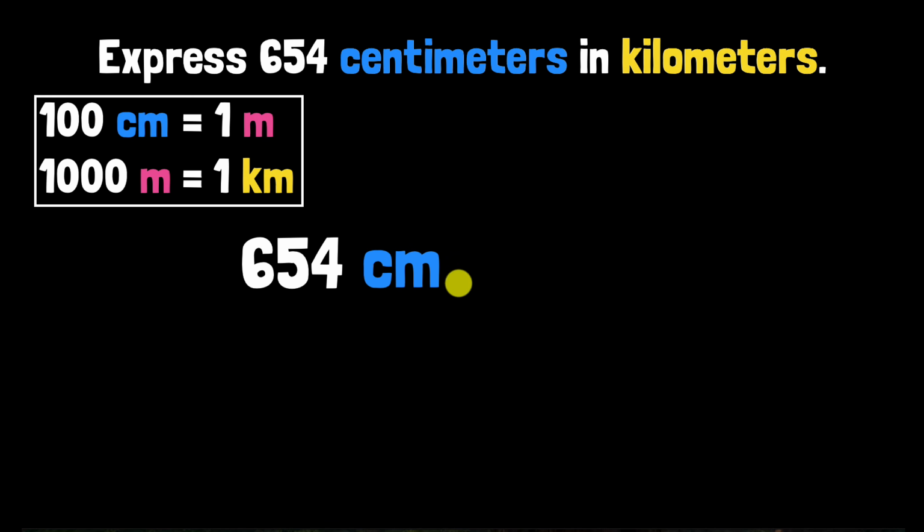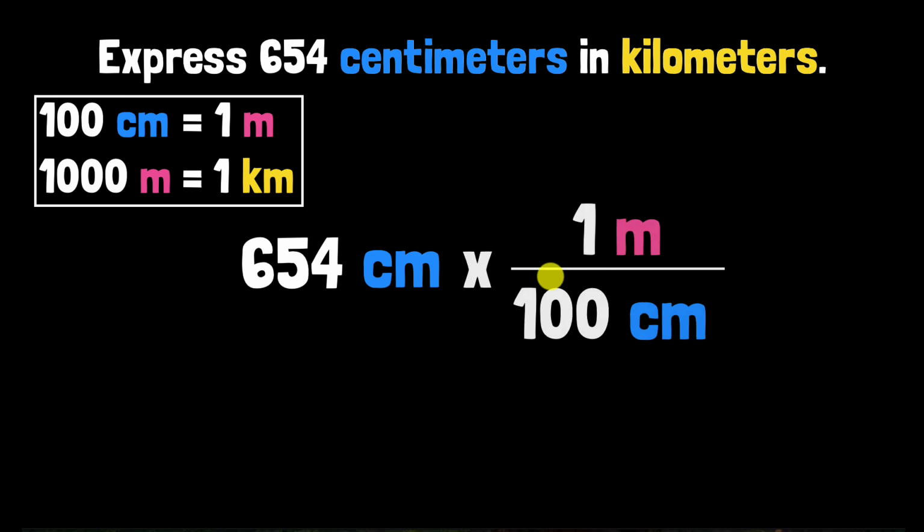We go for the one which allows me to cancel centimeters. Since centimeters is in the numerator, I want the centimeters in the denominator of my conversion factor. So I want the 100 centimeters in the denominator, 1 meter in the numerator, and that's what my conversion factor is going to look like. So now centimeters cancel out. What am I left with? I'm left with meters.